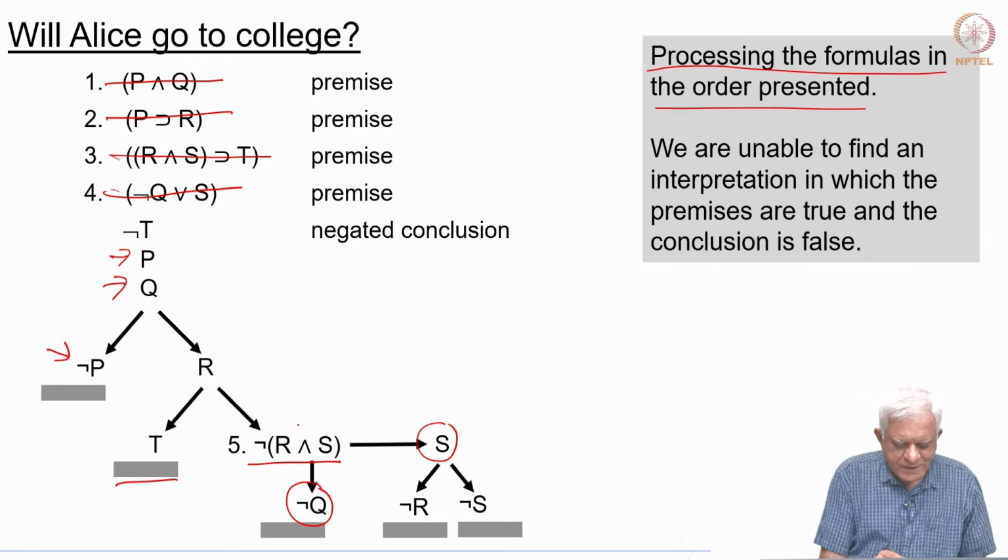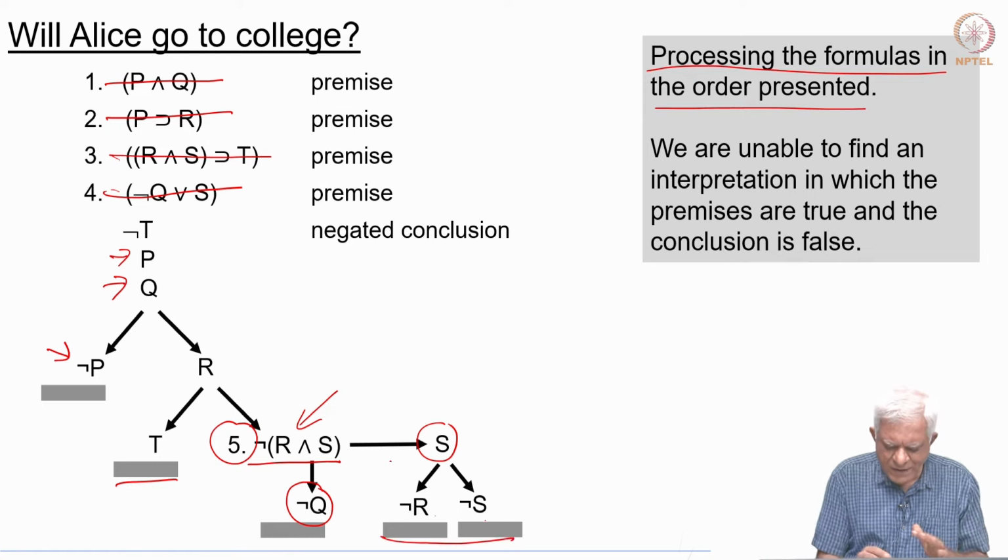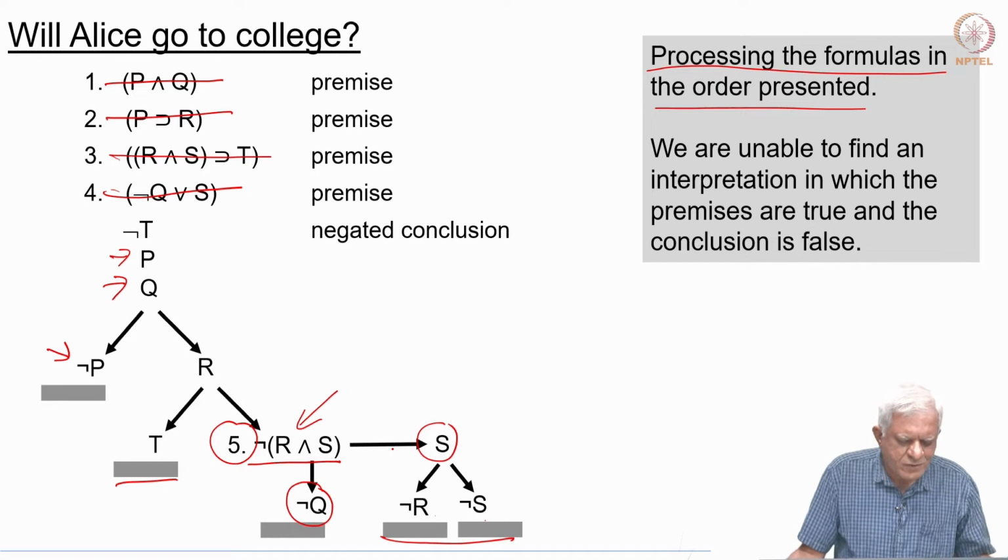And finally, we break down this one. So, this is the fifth one that is broken down. So, not R and not S, not R and not S. So, we will get not R and not S here, and all these things are closed essentially. So, this is a tableau we constructed in which we process the formulas in the order that they were given to us.